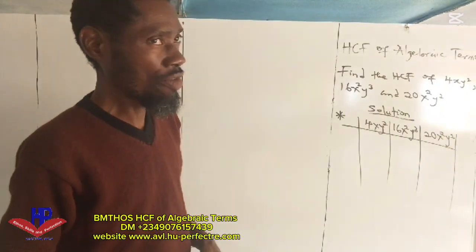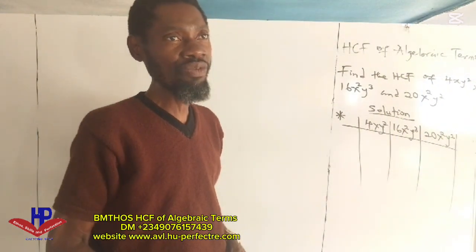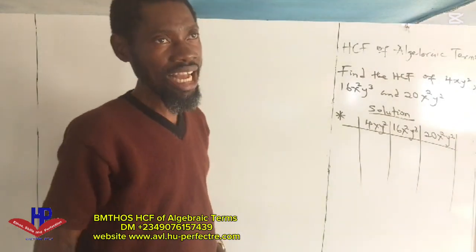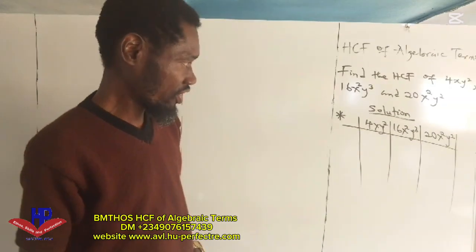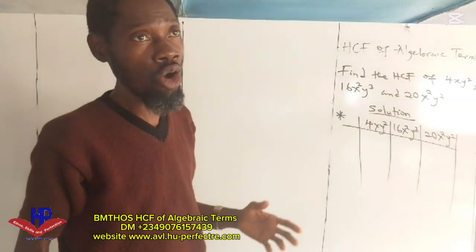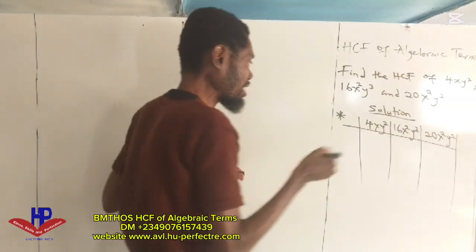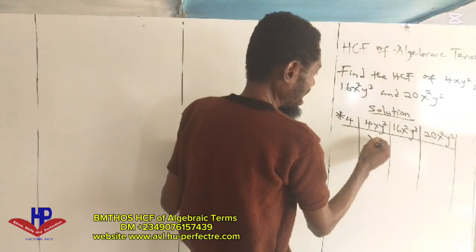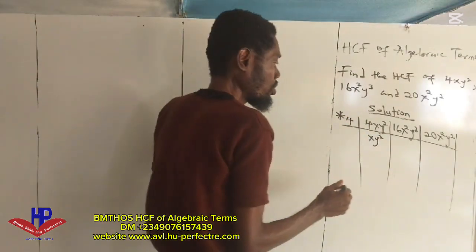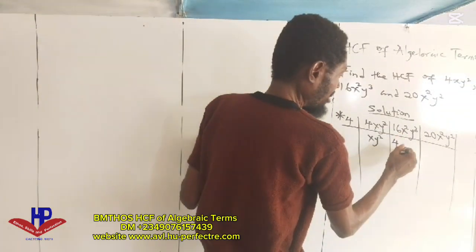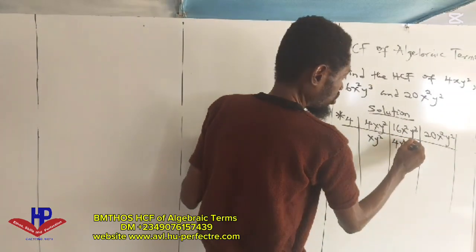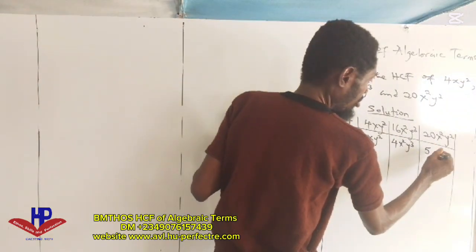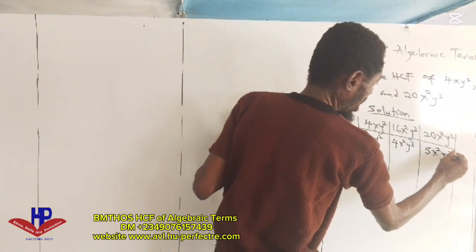Of course, I would have loved to use 2 as the smallest factor that can divide 4, 16, and 20. But 4 can also divide 4, 16, and 20, so let me just use 4 without wasting much time. 4 will cancel 4 and I'll be left with only xy^2. 4 will go into 16 four times and I'll bring down my x^2y^3. 4 will go into 20 five times, and I'll bring down my x^2y^2.